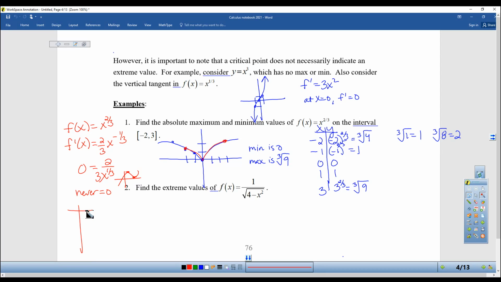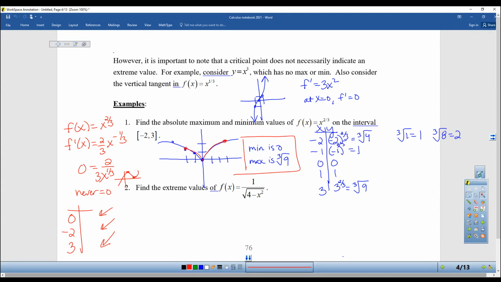So the points you would have checked were the critical point, which is 0. Remember, a critical point means where the derivative is equal to 0 or where the derivative does not exist. And you would have checked the endpoints. And that would have been where your max and mins came from. So you could have gotten the same answer without making the graph if you always do these steps: endpoints and critical points.